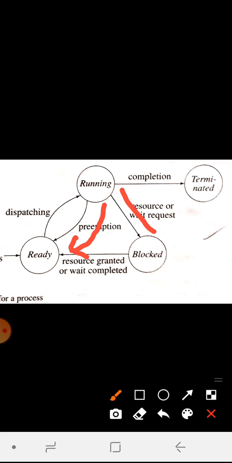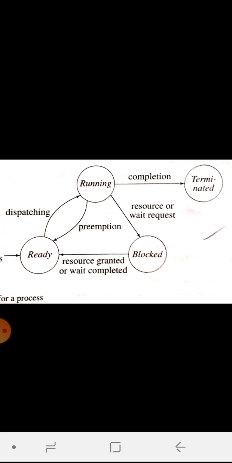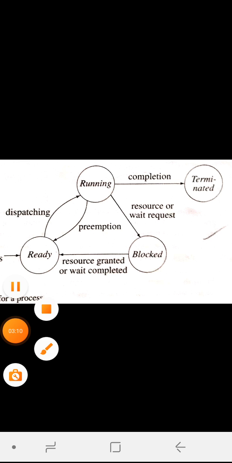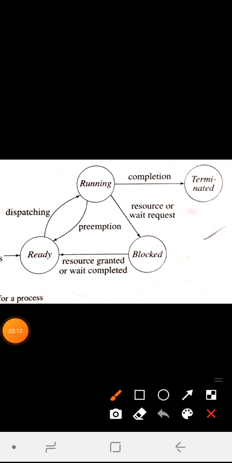Preemption is nothing but, for the time being, taking out that program. It may occur because a higher priority process has arrived, or the time allocated for that process has completed. In both cases the preemption will occur. From ready to running, it will occur when you are doing the dispatching. Dispatching is nothing but setting up an environment for the execution of the process.